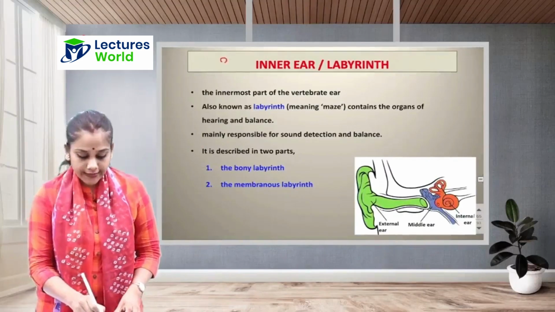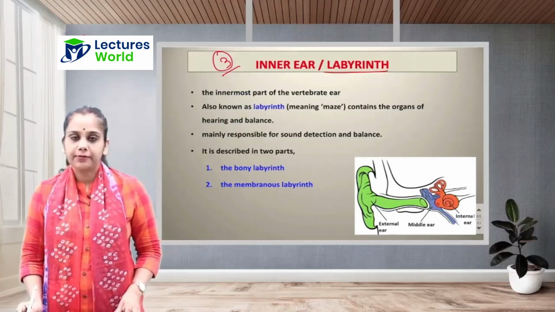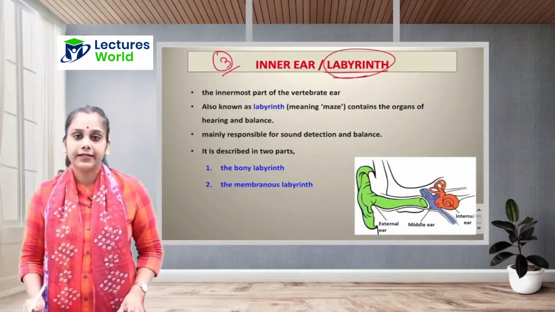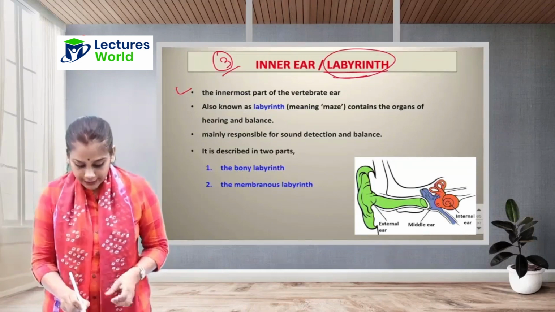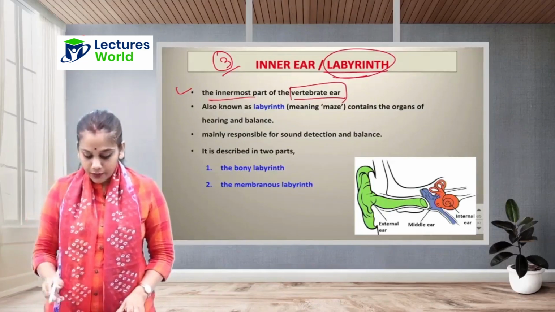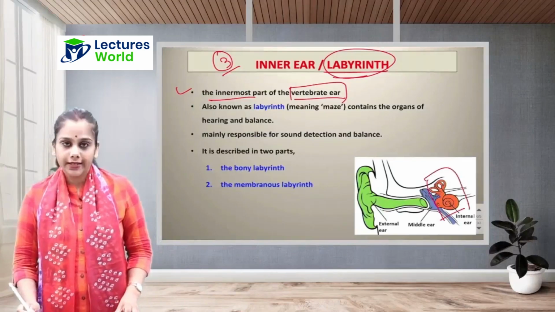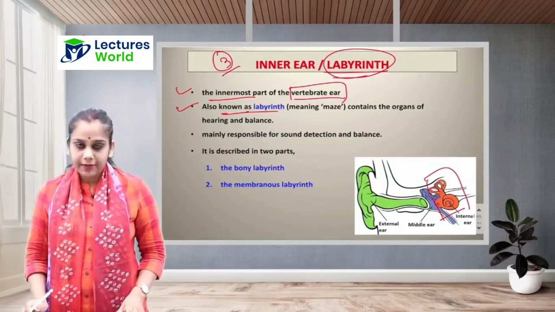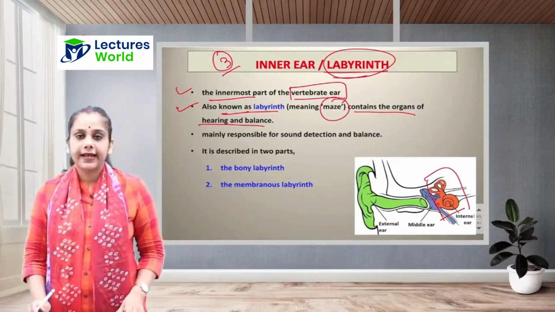Now the third part is the inner ear. The inner ear is also called the labyrinth. It is the innermost part of the vertebrate ear. It is shown in orange color, that is the internal ear, the innermost part of the ear. It is also known as the labyrinth, meaning the maze, which contains the organs of hearing and balance.